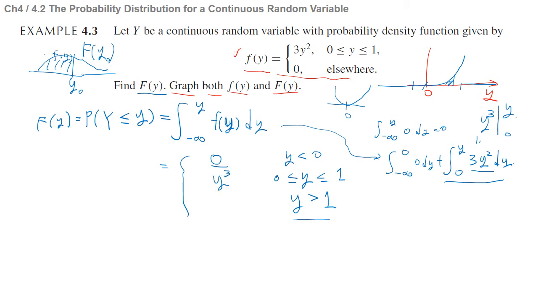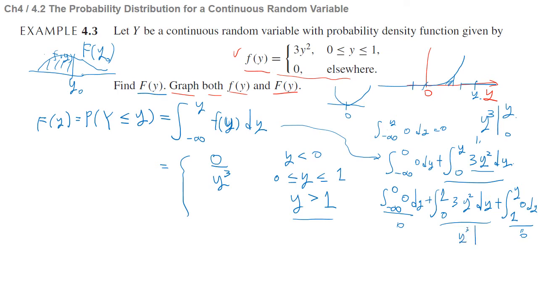And what about this part? It is integrating this function, and y is located here. So for this part, it's minus infinity to 0 integrating 0 dy, from 0 to 1 it's 3y squared dy, and plus from 1 to y, it's again 0 dy. So this part is 0, this part is 0, and this part is y cubed from 0 to 1, which is 1. So this part is 1.